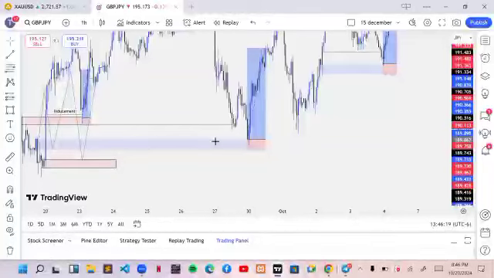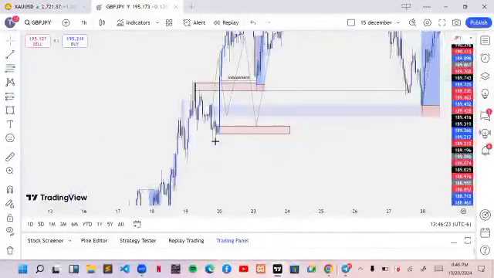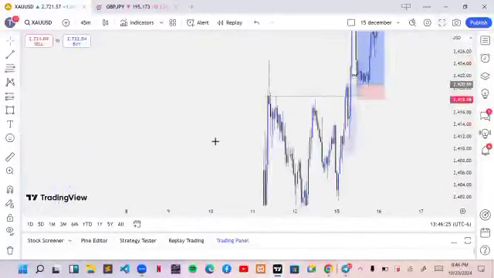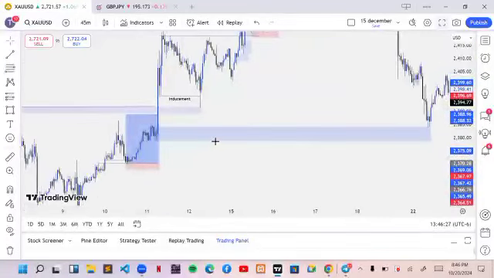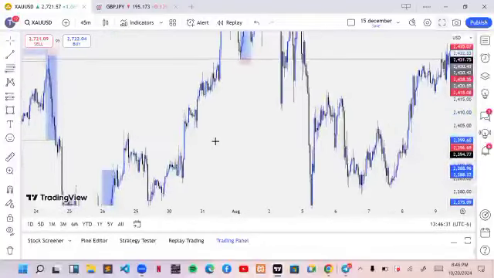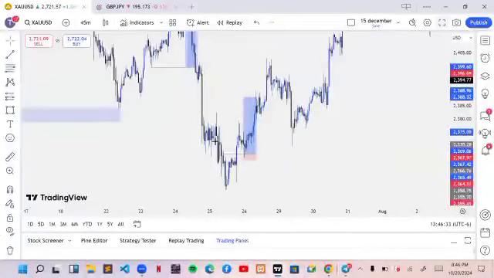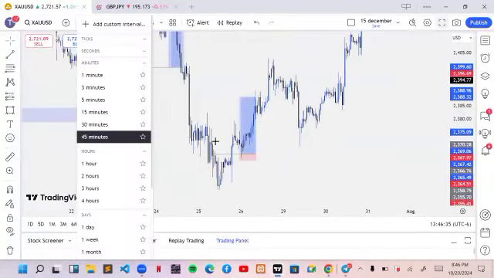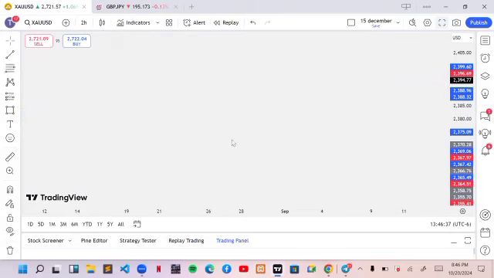Let me see if I have a trade with another block. So I have a trade with another block. Let me show you so you know when to use another block. This is also a breaker block trade.